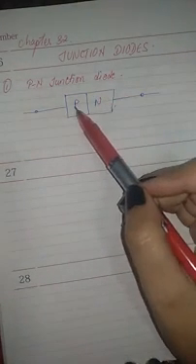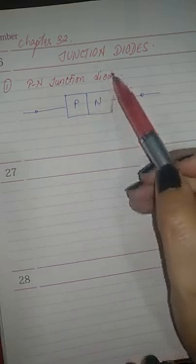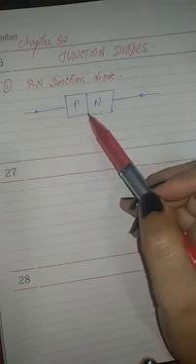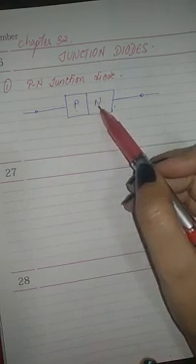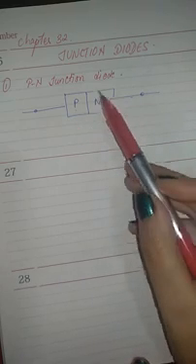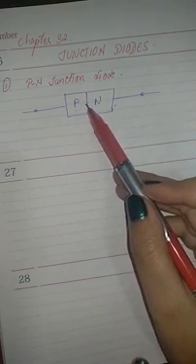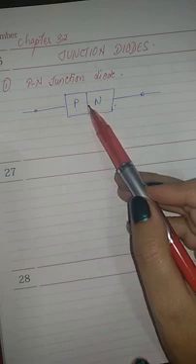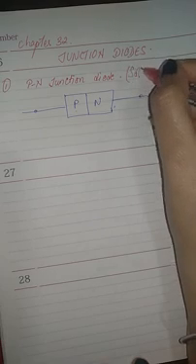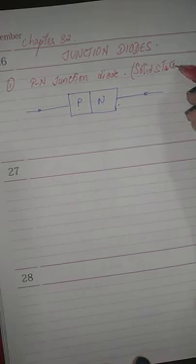Now in the previous chapter we have studied that there are two types of semiconductor, p-type and n-type. So when p-type semiconductor and n-type semiconductor are combined together in such a way, this becomes a PN junction diode. So a PN junction diode is a two-terminal device. It is also known as solid state diode.